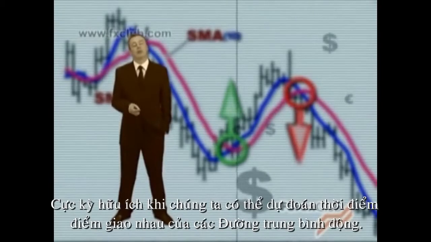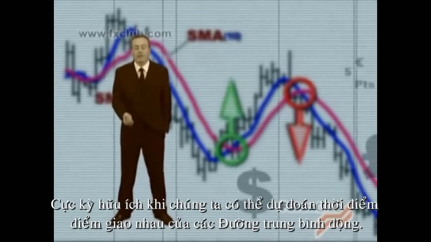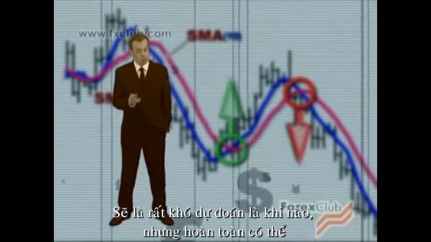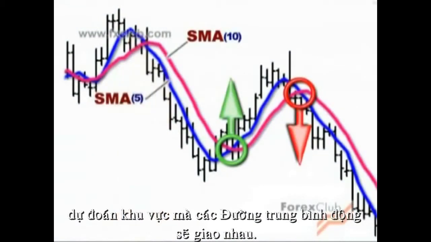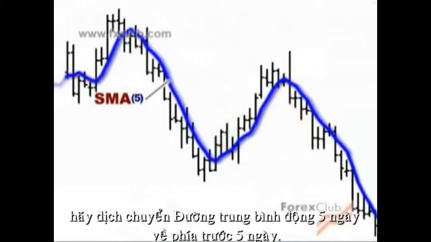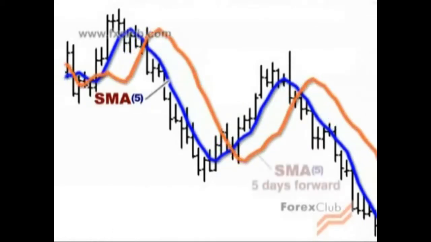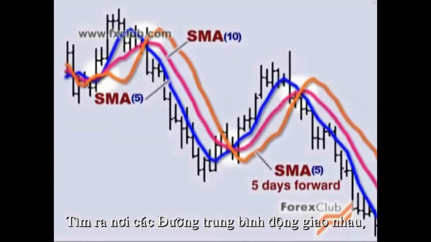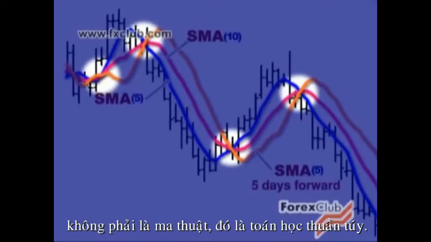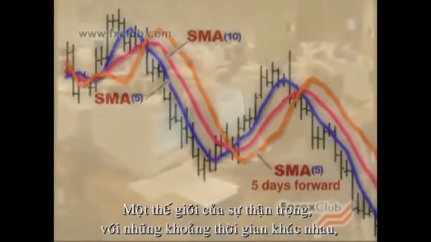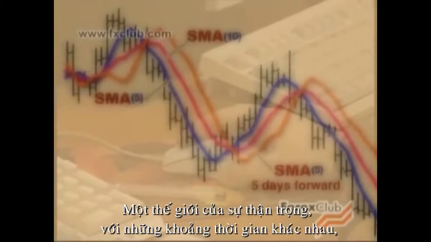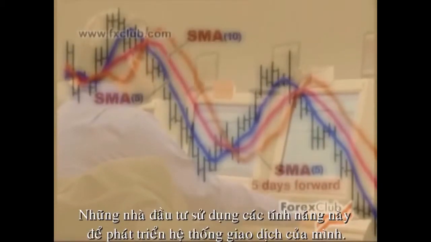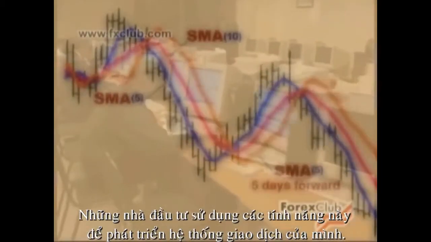It'd be very useful if we could predict the points where the averages cross. It'd be unrealistic to expect to predict when, but it's quite possible to predict the zone. Let's shift the 5-day MA 5 days forward, and this is what it looks like. Now let's do a small conjuring trick. Notice where the averages cross. This isn't magic, it's simple mathematics. A word of caution. With different time periods, we need to use different averages and different shifts forward. Traders make use of this feature when developing their trading systems.